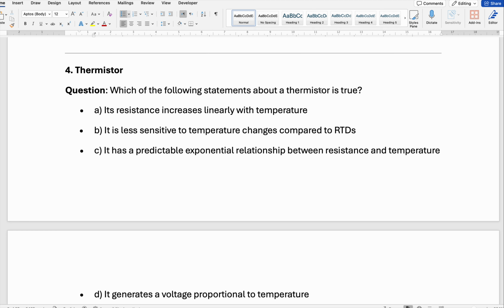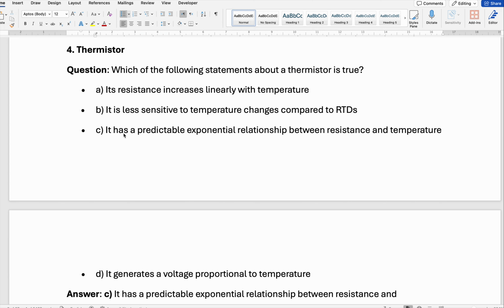Which of the following statements about the thermistor is true? Well, we know the thermistor is non-linear, and it has an equation, and this equation is exponential. And in this case, part C is very clear. It is the right answer. It has a predictable exponential relationship between the resistance and the temperature.